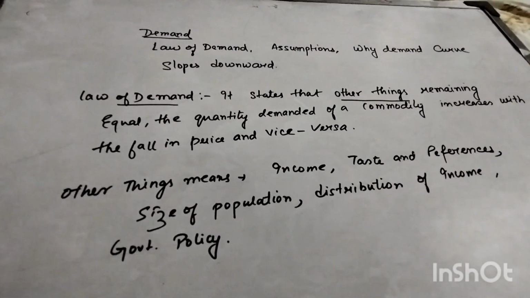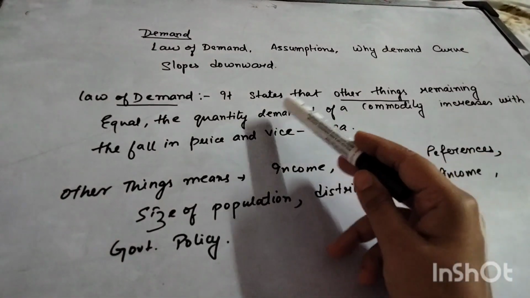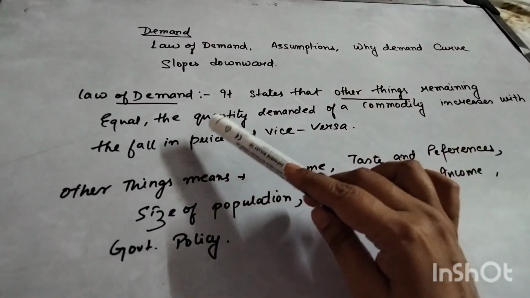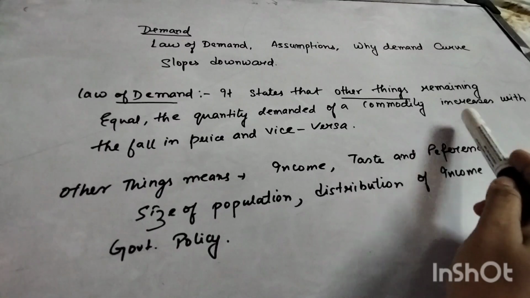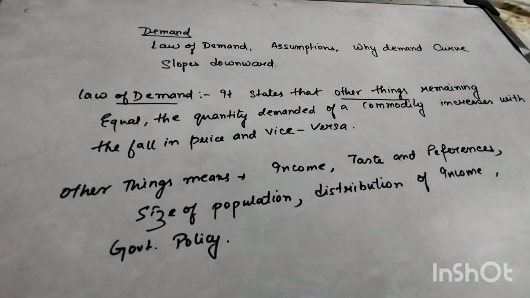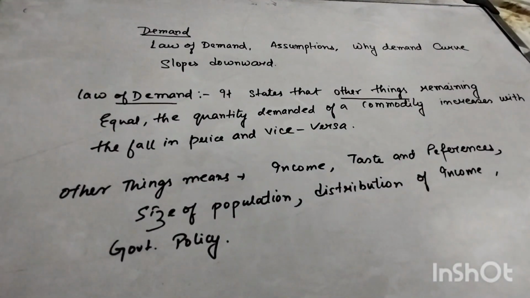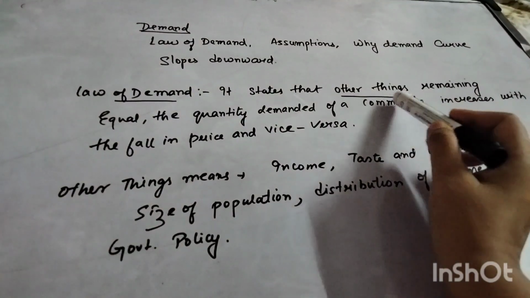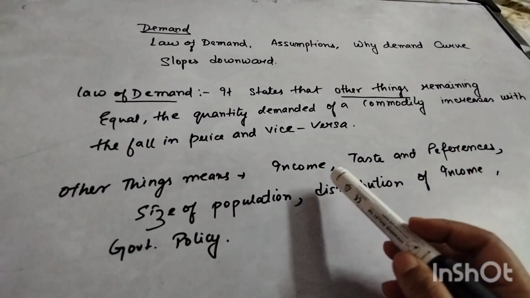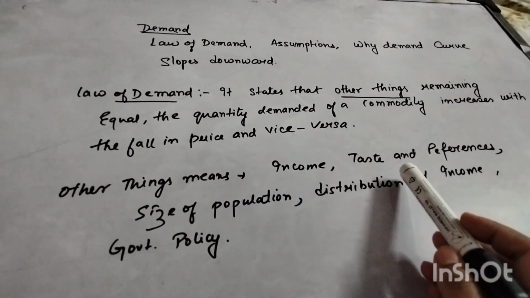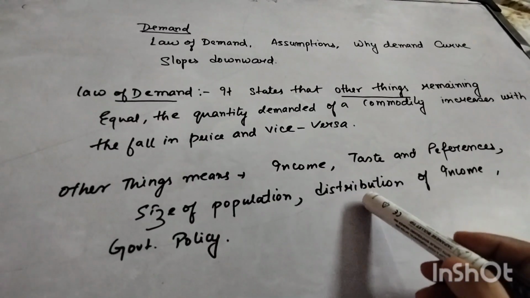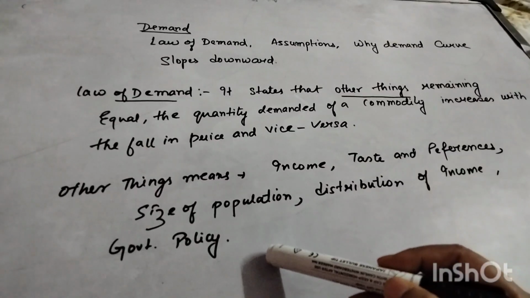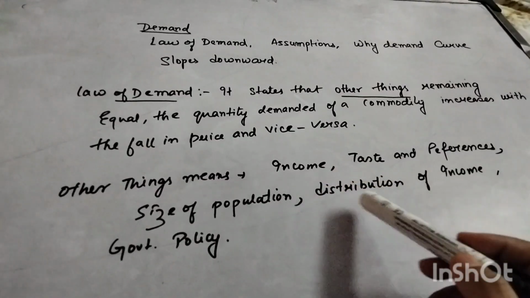First, let us know the definition of the law of demand. What is the law of demand? It states that, other things remaining equal, the quantity demanded of a commodity increases with a fall in the price and vice versa. Here, what does "other things" mean? Other things means income, taste and preferences of the consumer, size of the population, distribution of the income, and government policy. These are the other things.